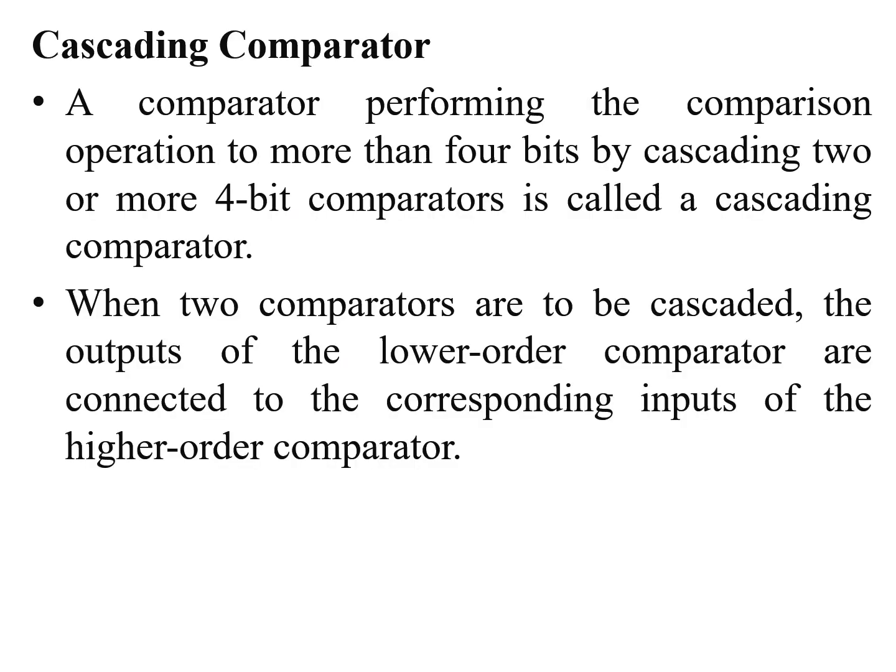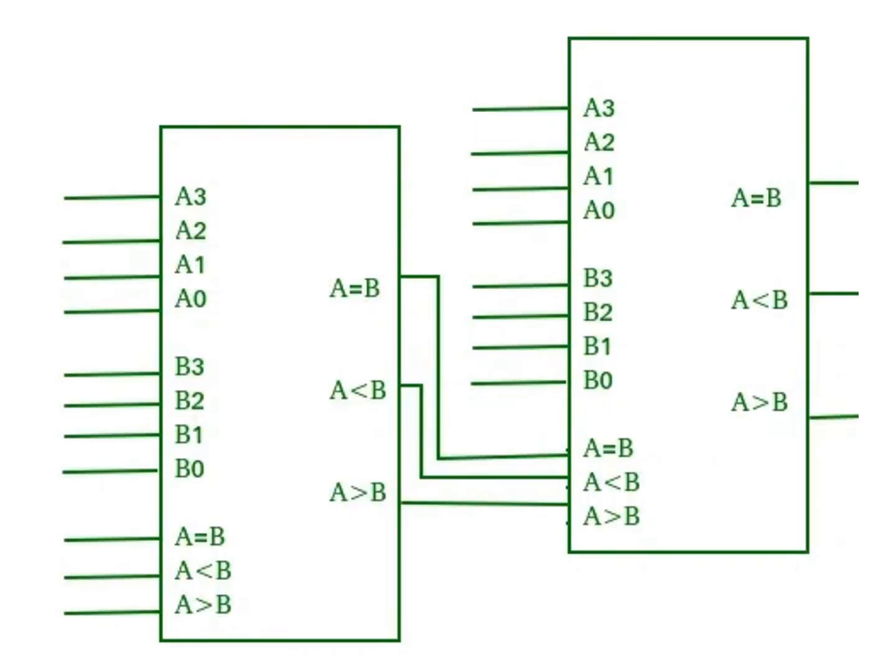Cascading comparator. A comparator performing the comparison operation on more than 4 bits can be obtained by cascading 2 or more 4-bit comparators. So this forms a cascading comparator. When two comparators are to be cascaded, the outputs of the lower order comparator are connected to the corresponding inputs of the higher order comparator. The diagram represents a cascading comparator.